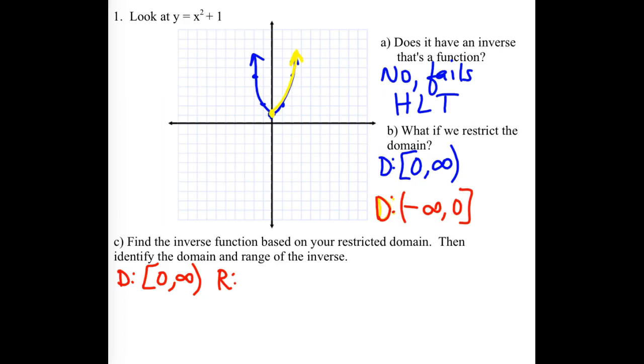Okay. And the reason we often identify both domain and range is that when we find the inverse, those two flip-flop, right? So we already know what the domain and range of the inverse will be. It's just the reverse of what we have for the original function.